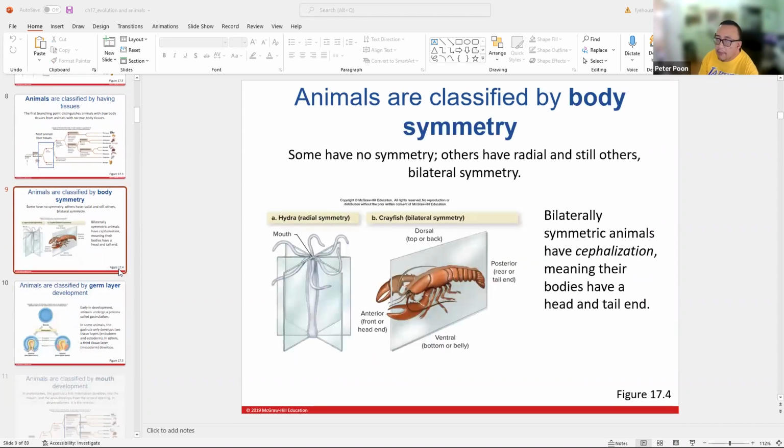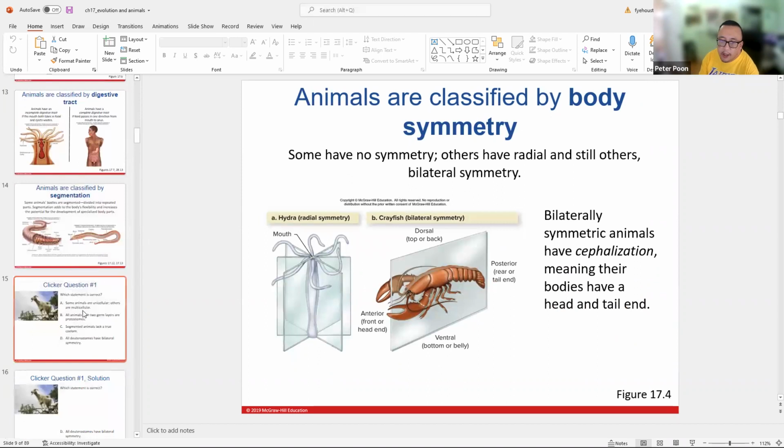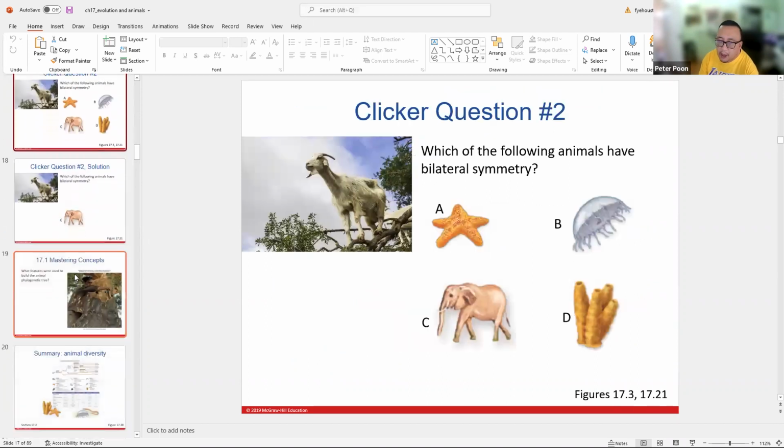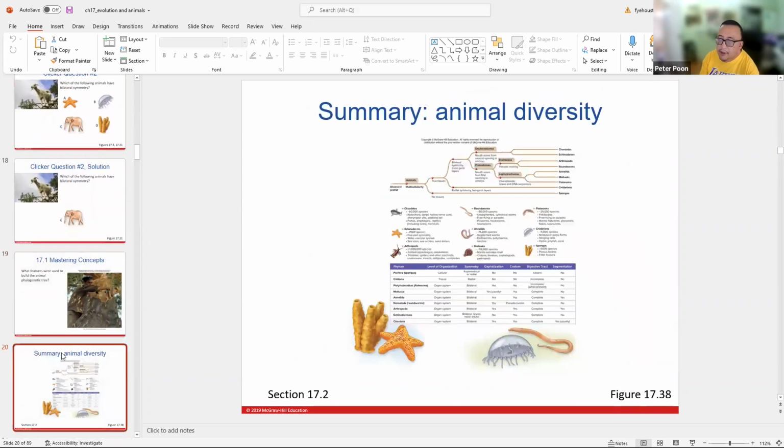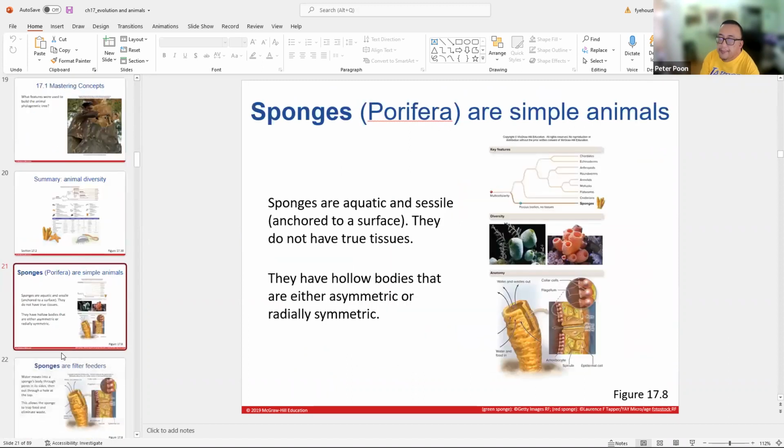So I'm going to skip forward and we'll come back to this chart, but it's easier to go forward and talk about what all these animals actually are, and then we'll talk about what they mean. So the first step are sponges.